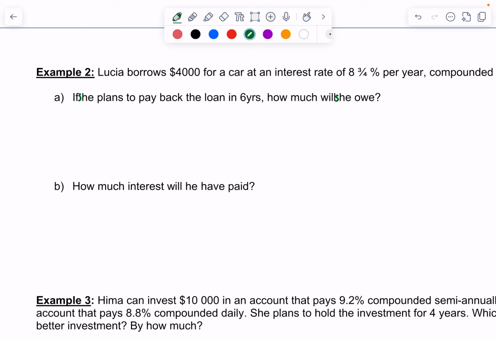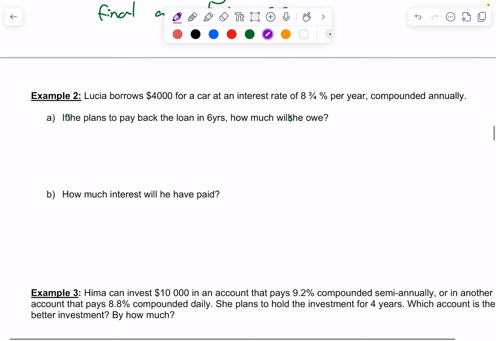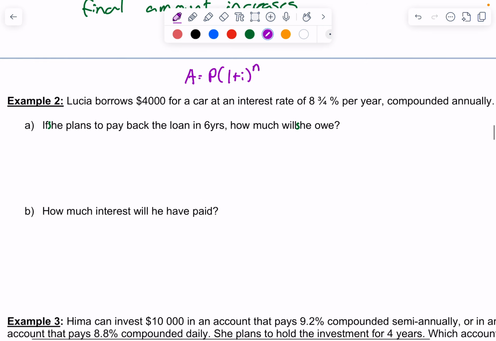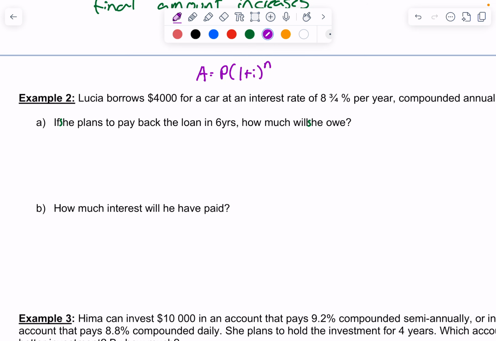Okay, so if $4,000 was taken out, well, what is that $4,000? Again, you're using this formula. A is equal to P times 1 plus I to the power of n. So you're looking at this and being like, okay, well, what piece of information do I have? So Lucia borrows $4,000. Well, that $4,000 right there, that's your P. Your P is your principal. It's what you started with the whole problem with. It's what initially is there.